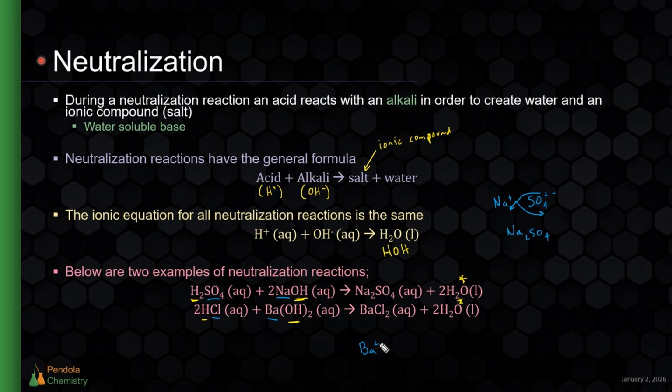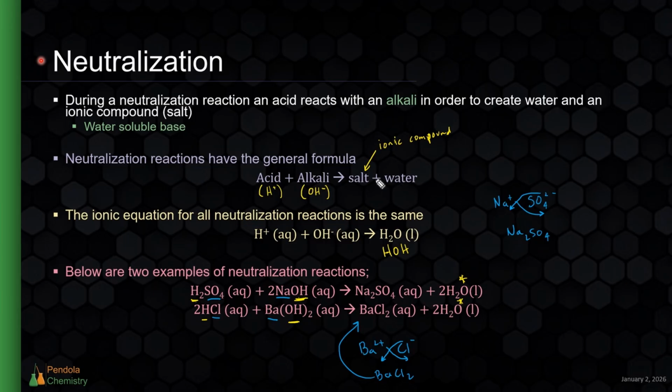Barium is a 2+ cation, chlorine is a Cl- anion. So when we cross them, we get a 1-to-2 ratio of BaCl2, which is the ionic compound made, or the salt made in this neutralization reaction. So these are some examples of neutralization reactions.